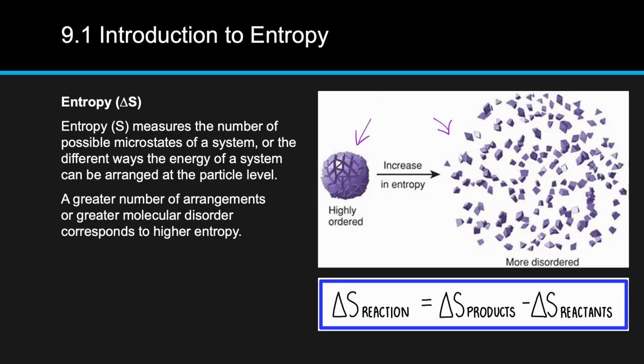Now for reactions, we calculate entropy change by comparing the entropy of the products to the reactants. So the equation to remember is delta S, or change in entropy, equals the entropy of the products minus the entropy of the reactants. And if the products are more disordered than the reactants, then delta S will be positive. If they are more ordered than the reactants, then delta S will be negative.